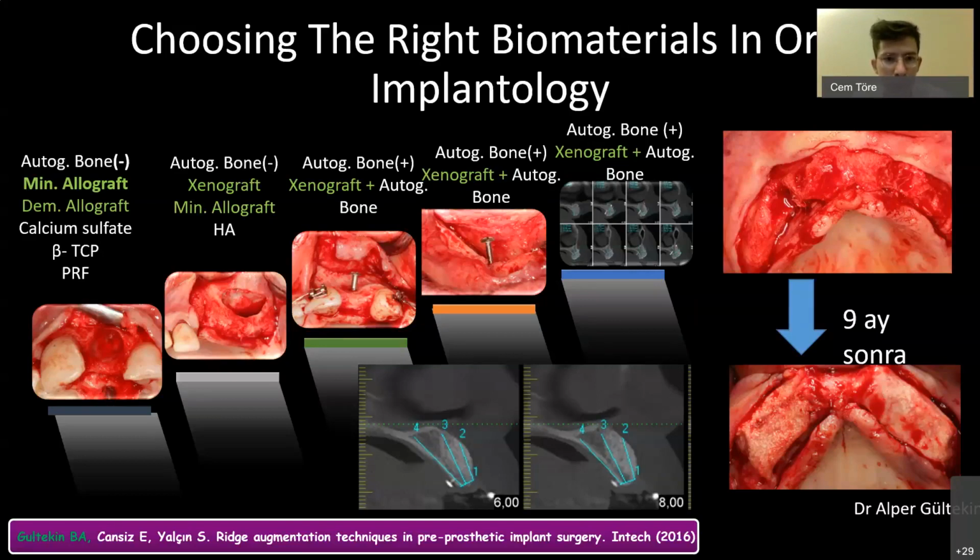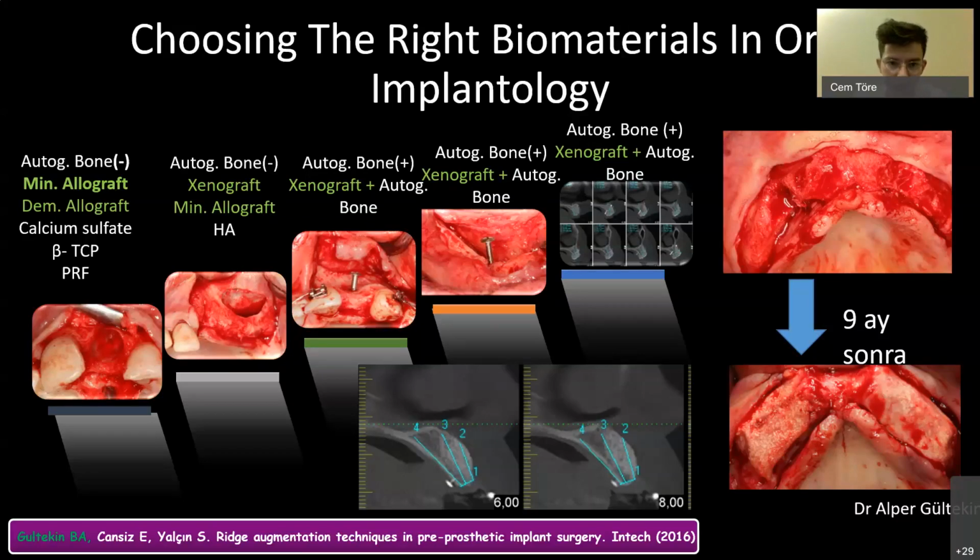The next steps are lateral and vertical augmentations, and a combination of these treatments. In these treatment options, we do need autogenous bone. We need to mix autogenous bone at a one-to-one ratio with xenografts, so equal parts autogenous bone and xenografts used in the same defects to ensure that we have a nice, living bone that we can place an implant into later.